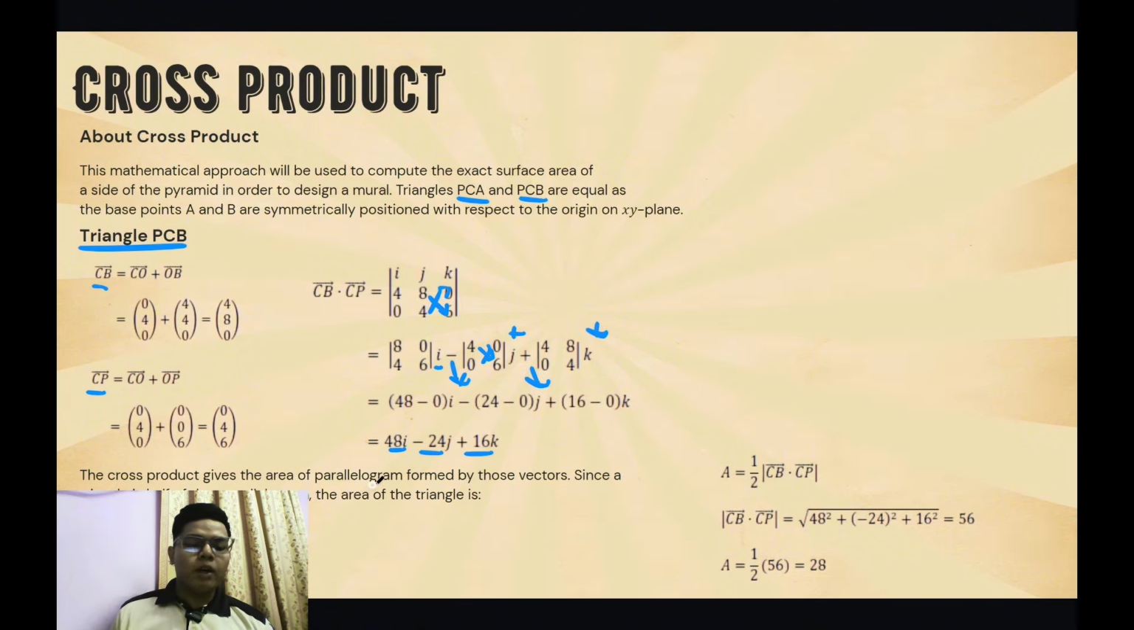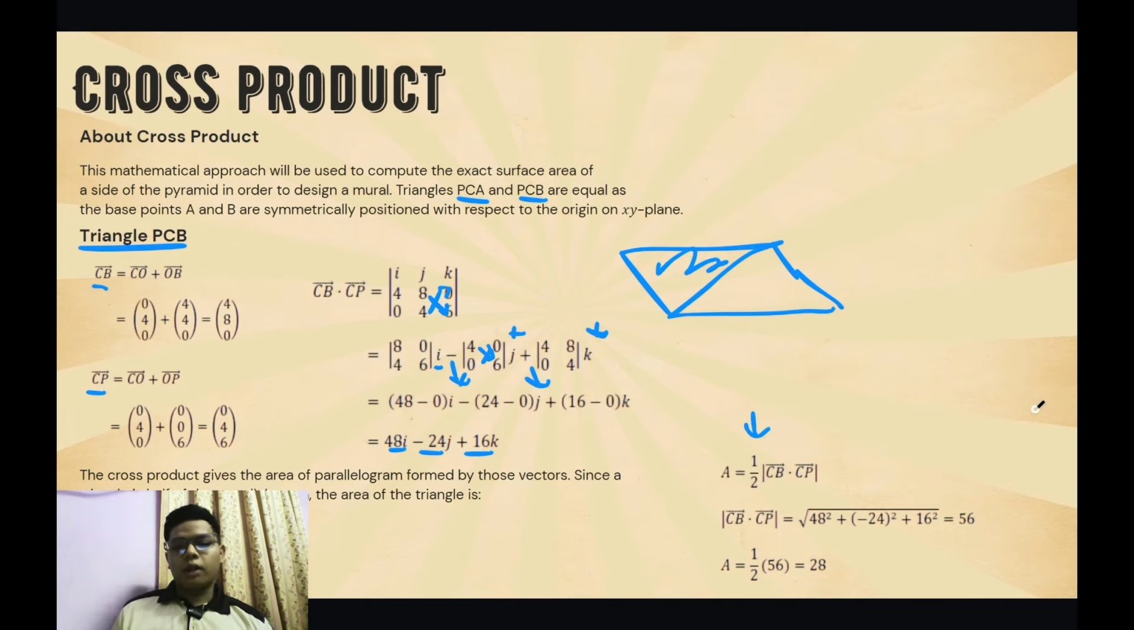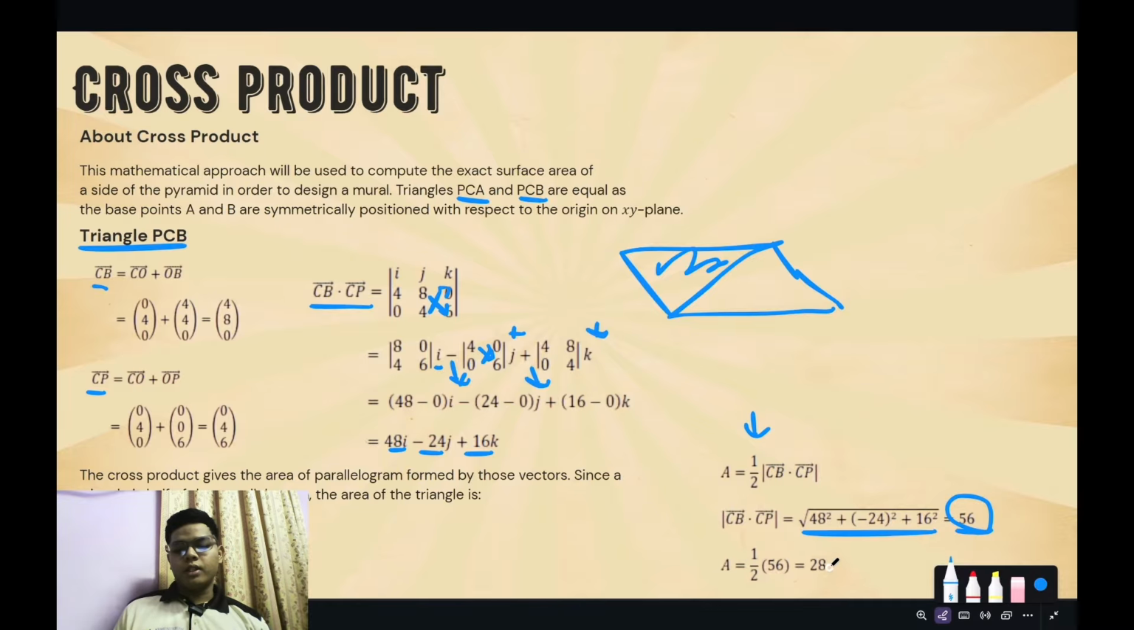The cross product gives the area of the parallelogram formed by those vectors. Since a triangle is half of that parallelogram, the area of the triangle is half. So using these coordinates, we can find the parallelogram shape like this. But since the triangle is half the parallelogram, we need to calculate half the magnitude of this cross product. We got 1 divided by 2 times the magnitude, which is 56. Half of 56 is 28.